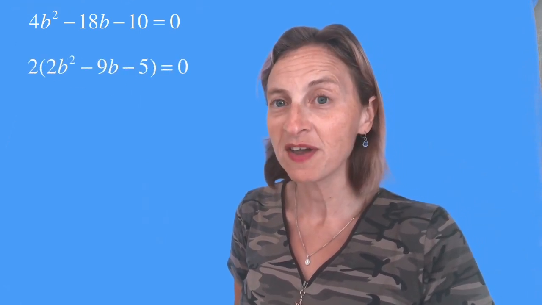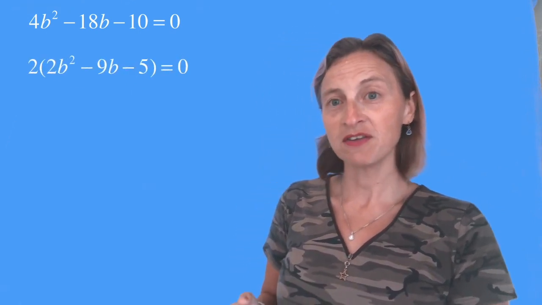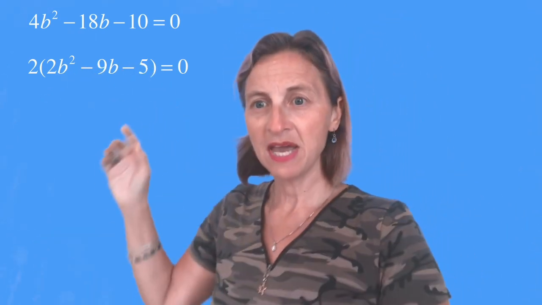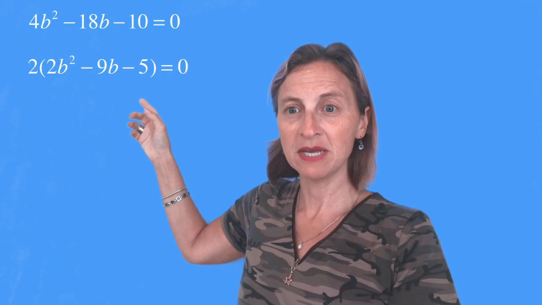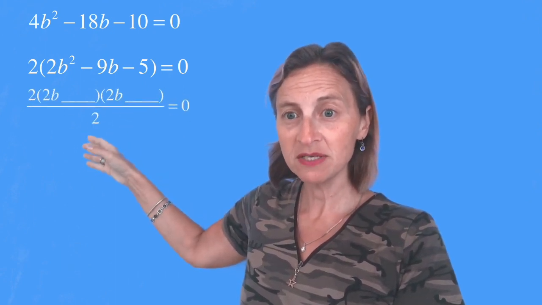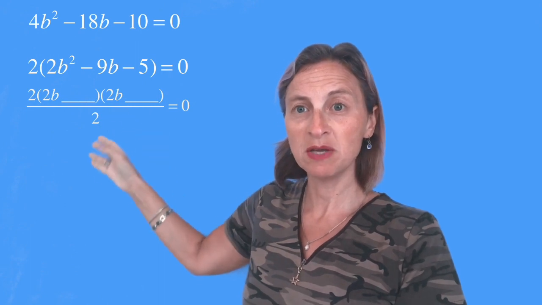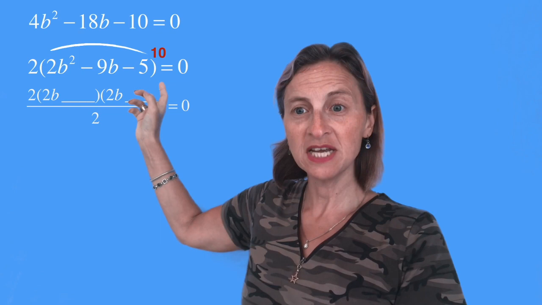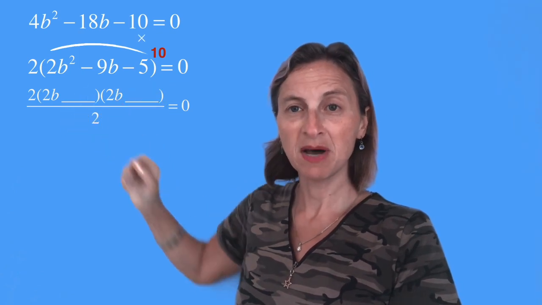Of course there's a common factor of 2, isn't there? 2 goes into everything. So the first thing we're going to do is to take out the common factor of 2. So we have 2 bracket 2b squared minus 9b minus 5 equals 0. We set it up to factorize. 2 outside of 2b all over 2. We're now looking for a number that multiplies to give 10 and adds to give minus 9.